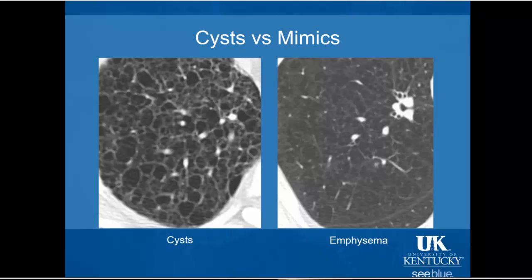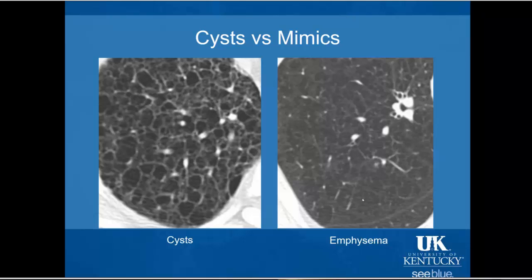So take a look at these two images. On the left, we have a true cystic lung disease. These are well-defined air spaces with thin walls. Contrast that with the image on the right, where you see a classic case of centrilobular emphysema. In this case, you might argue that there are some walls. In reality, those are just pulmonary vessels and areas of interstitium. So they're not completely encased the same way the true cystic abnormality is on the left.